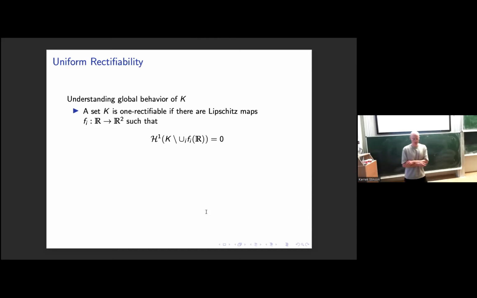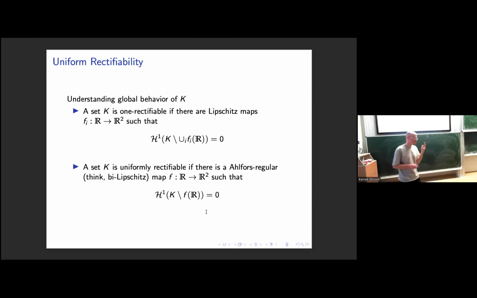So I'm going to briefly discuss uniform rectifiability and maybe try to explain why it's helpful and not quite so esoteric. Rectifiability for a set basically just says that you have an atlas composed of Lipschitz maps, so you can cover the set by a bunch of Lipschitz maps. Uniform rectifiability says there is a single map which you can use to cover the set, and this map is basically bi-Lipschitz. So it's Ahlfors regular.